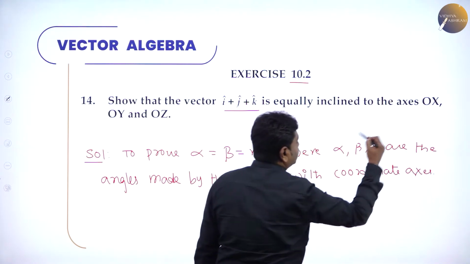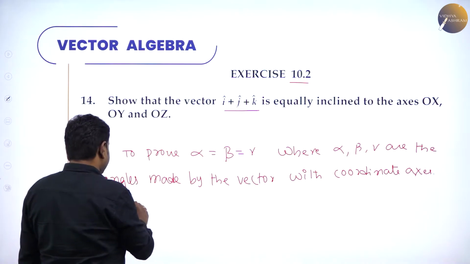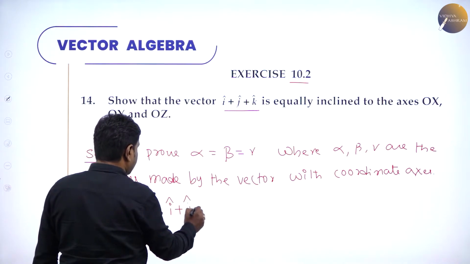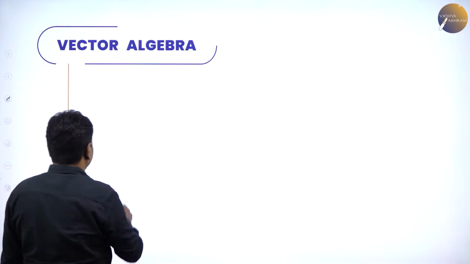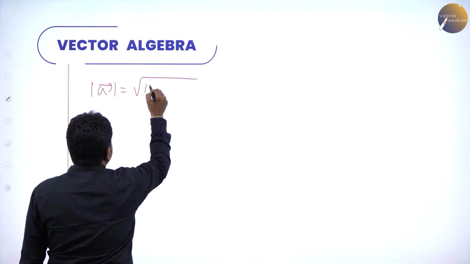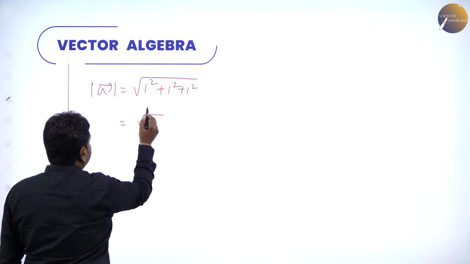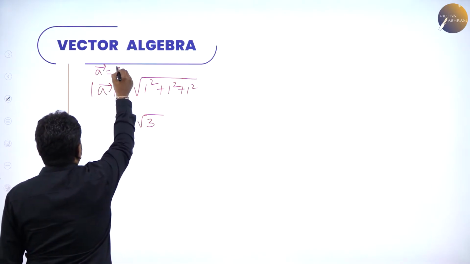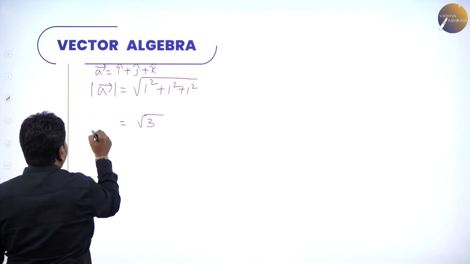Now coming to the point. So first consider the given vector. I'll take vector A is equal to i cap plus j cap plus k cap. Then find its magnitude. So the magnitude of vector A is root of 1 square plus 1 square plus 1 square, because then it will be root 3. What is vector A? i cap plus j cap plus k cap. Magnitude, you know how to find, root 3 we got.